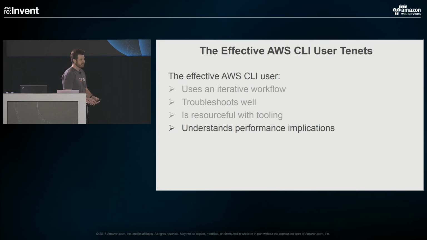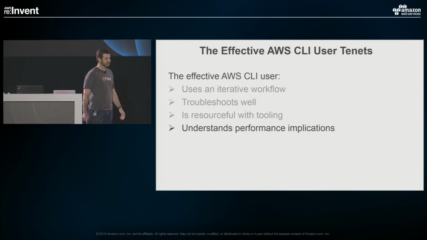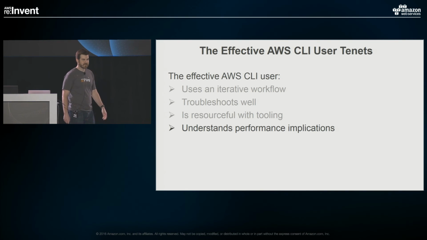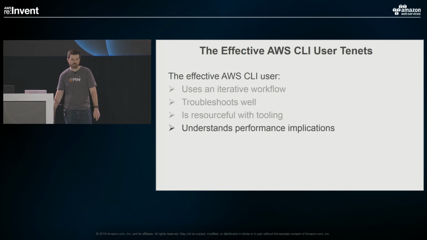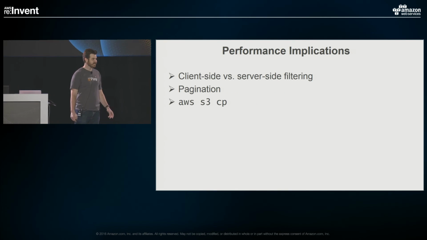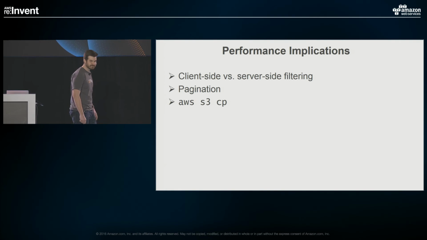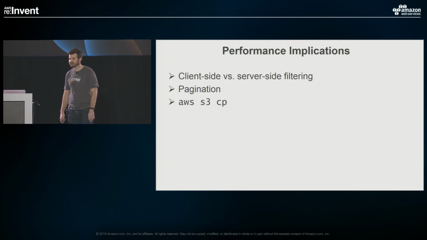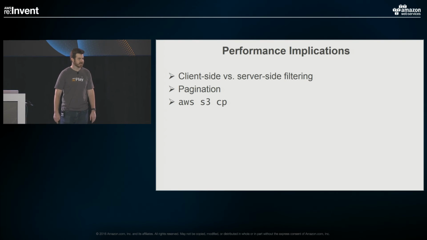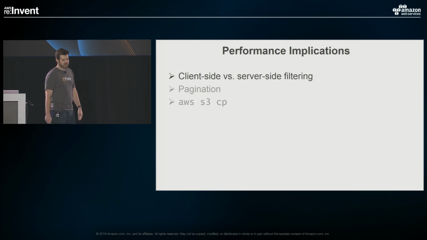Now that I talked about that tenet, let's talk about the final tenet, which is: the effective AWS CLI user understands performance implications. When I think of understanding performance implications, I think of 3 different areas in the CLI: client-side and server-side filtering, pagination, and the S3 commands. So let's talk about client-side and server-side filtering to start.